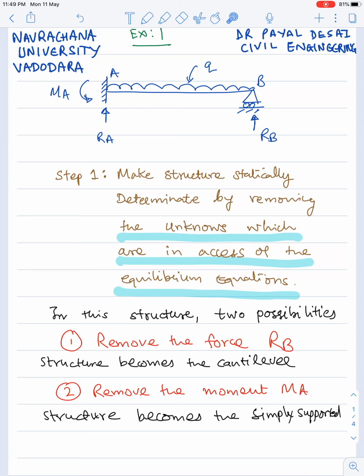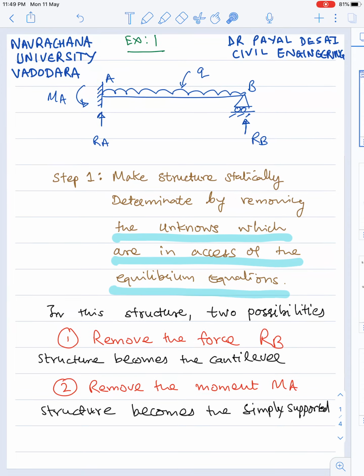Hello friends. So we are going to learn the method of superposition by taking a simple example of a propped cantilever beam. The figure here shows the propped cantilever beam where the unknown forces are shown: MA, RA and RB. Now we have also seen that this is a statically indeterminate structure.